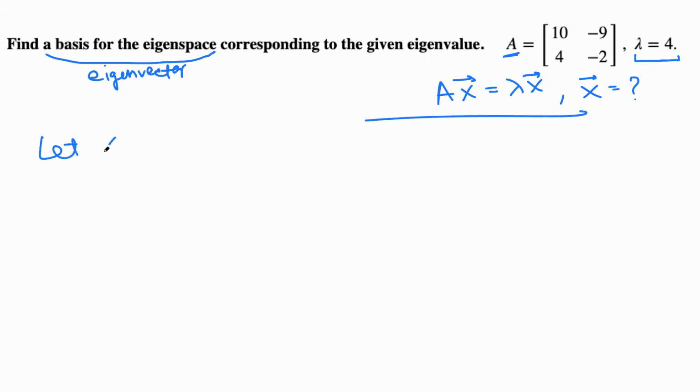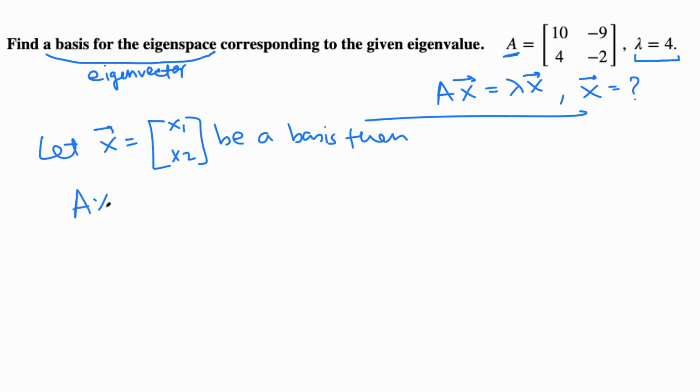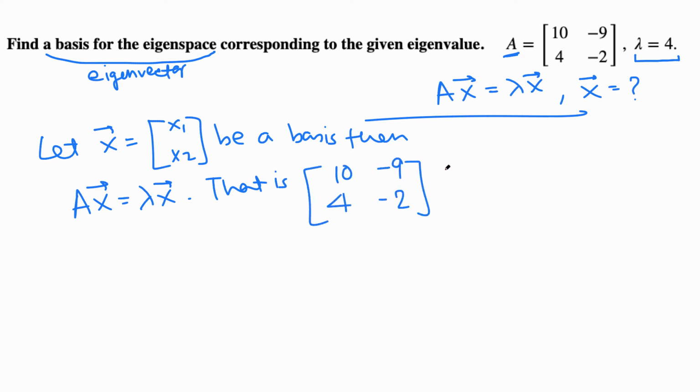So say x is a 2 by 2, so it will be just x1, x2, be a basis. Then we'll have Ax equals lambda x. That is A times x. So A is 10, negative 9, 4, negative 2. So Ax, just x1, x2, equals lambda 4 times x, where x is x1, x2. Okay, let's solve this.